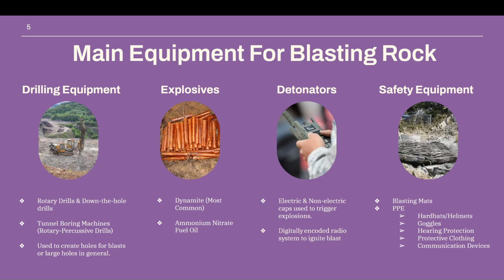Main equipment used for blasting rock. We'll start with drilling equipment, where we use rotary drills and down the hole drills, along with others. Tunnel boring machines are used, which are rotary percussive drills. A percussion drill penetrates and cuts rock by impact while it rotates without cutting on the upstroke. Common types of percussion drills include a jackhammer, which is handheld, and others which are mounted on a fixed frame or in a wagon or crawler for mobility. Drilling equipment is used to create holes for blasts or large holes in general.